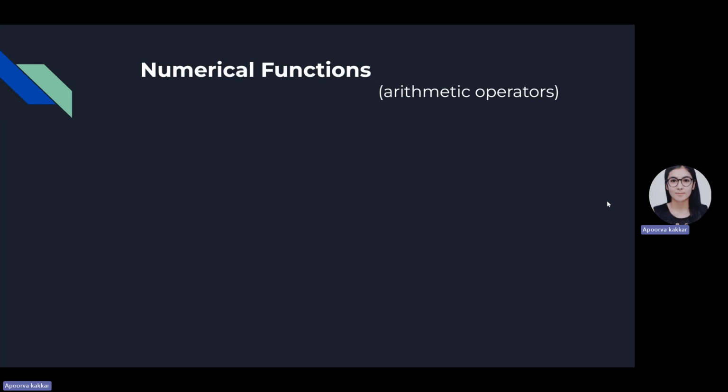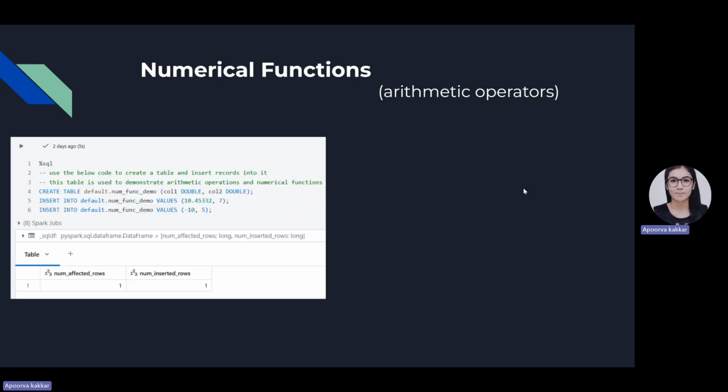Then are the numerical functions. So for the numerical functions, first we will create a table which will contain the numerical data type. So here we have created a table inside the default schema named numerical function demo with two columns named column 1 and column 2 with data type double. And these are the four values which are inside column 1 and column 2. Now let's start with arithmetic operators.